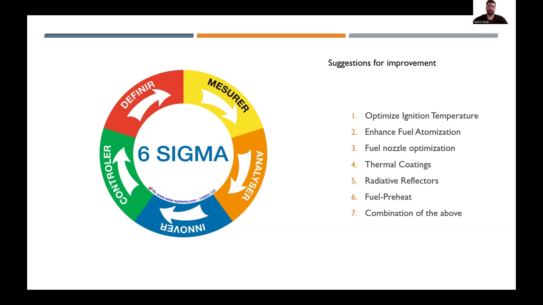In regards to suggestions for improvement, we have six different suggestions, and the seventh is a combination of all of them. First is optimizing the ignition temperature. Second, enhancing the fuel atomization. Third, optimizing the fuel nozzle. Fourth, applying thermal coatings. Fifth, radiative reflectors. And sixth, fuel preheat. For optimizing the ignition temperature, we would be able to change the temperature the torch burns at, and then optimize and see what's best for that.